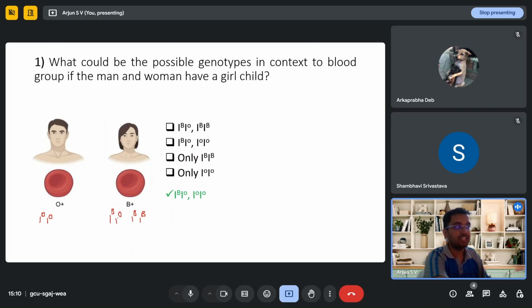If either of them crosses with the O parent, we will get the B blood group for the child. But what kind of genotype we will have, that is the question. The B blood group could cross over with the O blood group and form IBIO, or it could cross over with the B types and form IBIB. So the answer would be IBIO or IBIB.